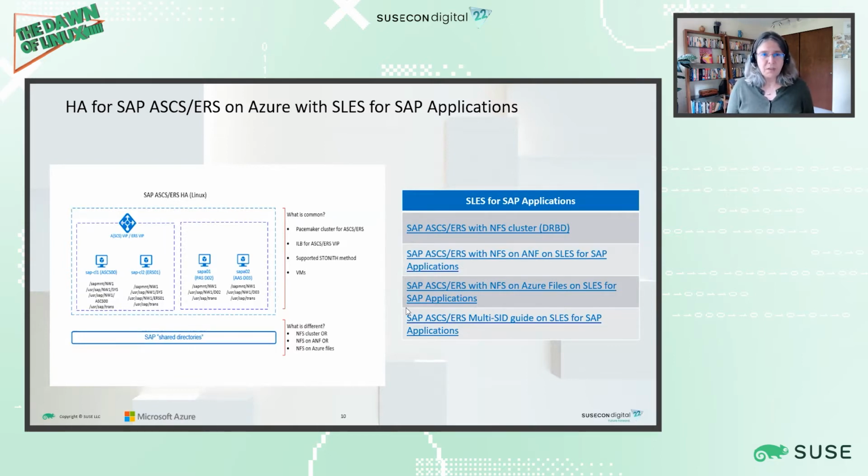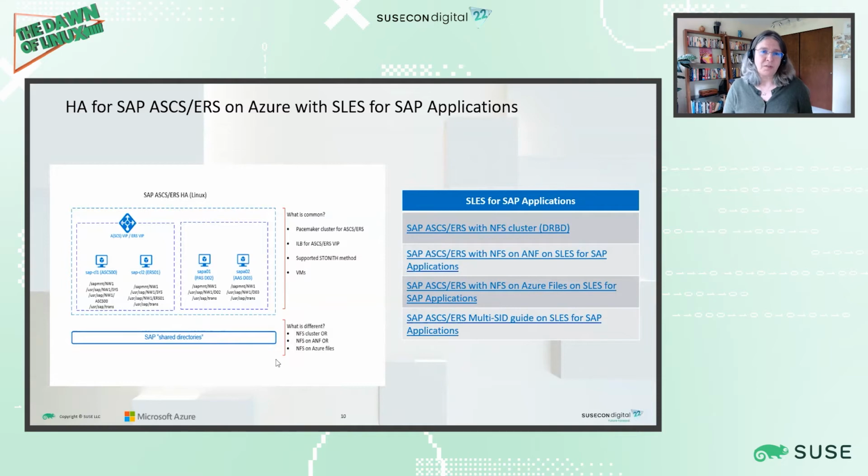Now then, the question is, what would be the difference between these three reference architectures? And the difference is actually in how and what components serve the SAP shared directories.